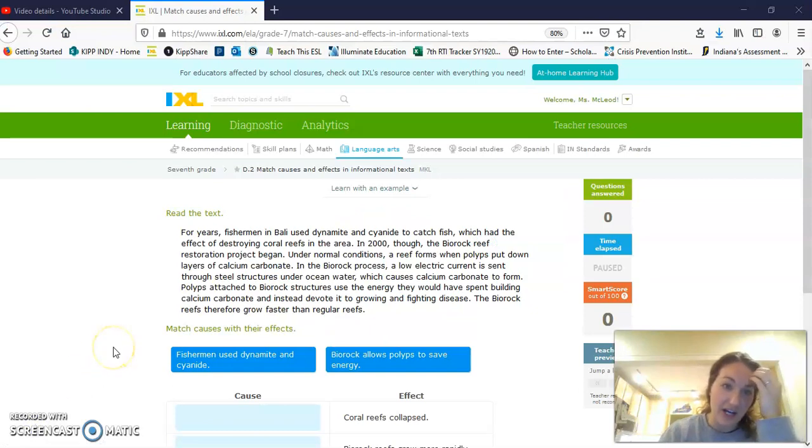All right, so here we are. I've looked up matching causes and effects in informational texts. I'm going to read the text. I know my first step is to figure out what my topic is. What is my author informing me about? Then go from there.